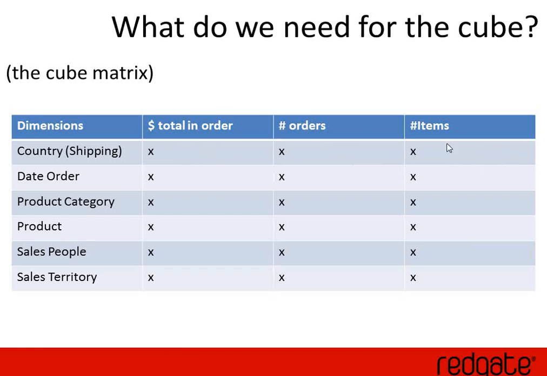So in the example today, we're going to build that data mart that covers the total amount of money made in orders, the number of orders and the number of items in order, and then also would like to be able to slice that information by the shipping country, the date when the order was placed, the product category, the product salespeople, and the sales territory. So now, having that information, we're ready to start our example.